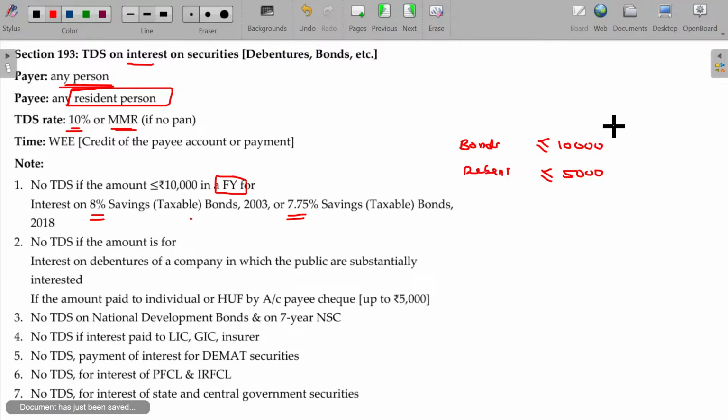Tax saving bonds means up to 10,000 rupees. You need not worry about the TDS. In case of interest receivable from the debenture, then only 5,000 is the limit.